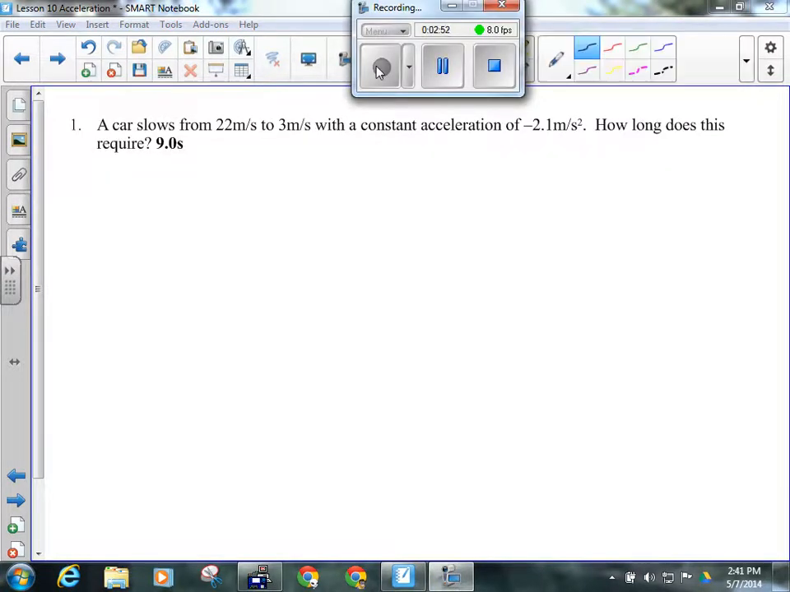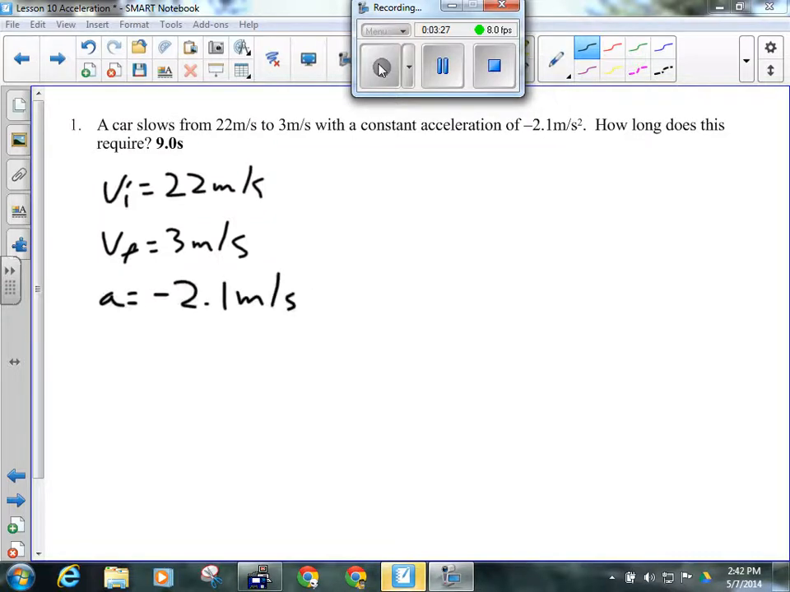On this one here, which is supposed to be number 7, even though it says 1 here. A car slows from 22 meters per second to 3 meters per second. 22, initial or final velocity? If it slows from 22 to 3, it was going 22 at the start. So that's our initial velocity, and we're slowing to 3 meters per second, with a constant acceleration of negative 2.1 meters per second squared. Makes sense that this is negative if we're slowing down.